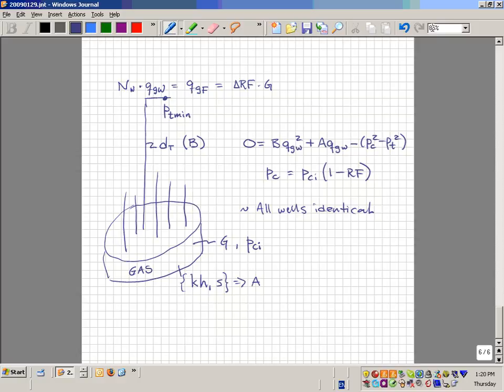This is a sketch of the reservoir production model. And we basically have a gas reservoir with NW number of wells, each producing with the same rate. The rate given by this rate equation, which is including both the reservoir and production tubing pressure losses.